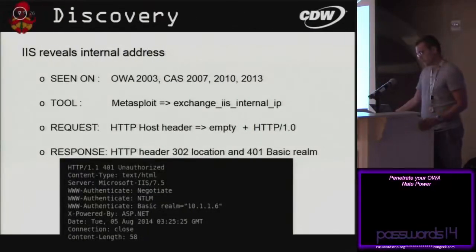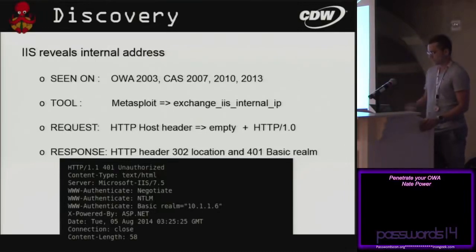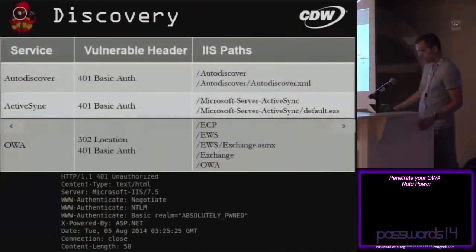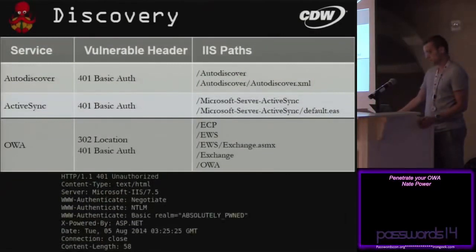The next issue I found was in IIS that runs on the client access server. This issue goes all the way back to OWA 2003. I found that when you send a GET request to very specific file paths, leave the host header empty, and send an HTTP 1.0 versus a 1.1 protocol request, it reveals the internal IP address of the client access server in the 302 location headers and the 401 basic realm headers. These are all the vulnerable file paths that I found. There are several others that I have included in the Metasploit module.